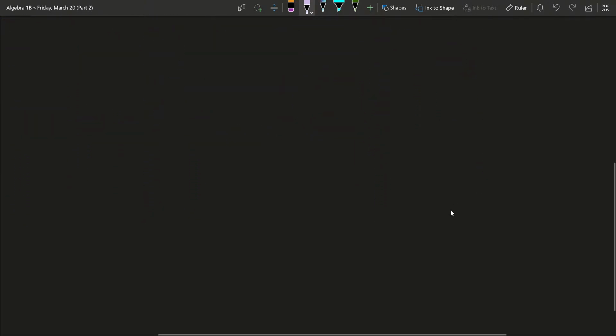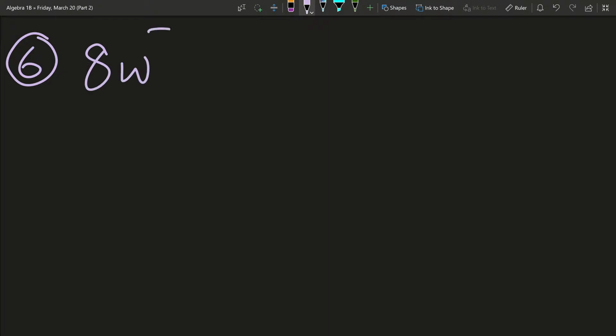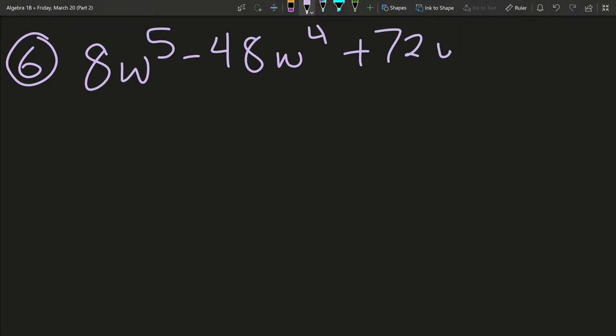Let's try number 6 now. Okay, so number 6 is 8w to the power of 5 minus 48w to the power of 4 plus 72w to the power of 3. Now we need to find the GCF of these three monomials. To do that, we're going to just pick the smallest exponent. So we have w to the power of 5, w to the power of 4, and w to the power of 3. The biggest one we'd be able to take out is w to the power of 3.